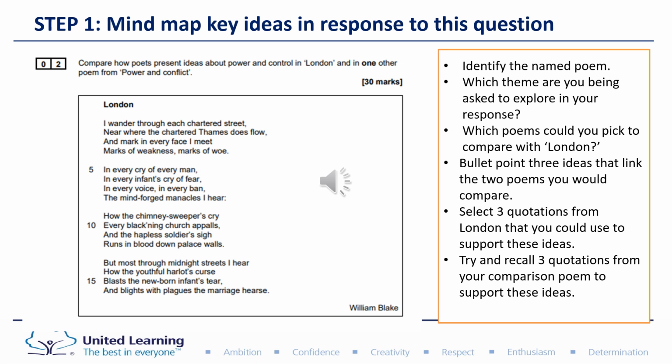I just want you to spend some time making notes for the following. Which poems could you pick to compare with London? Bullet point 3 ideas that link the two poems you would compare together. And select 3 quotations from London that you could use to support these ideas. And try and recall 3 quotations from your comparison poem to support these ideas.